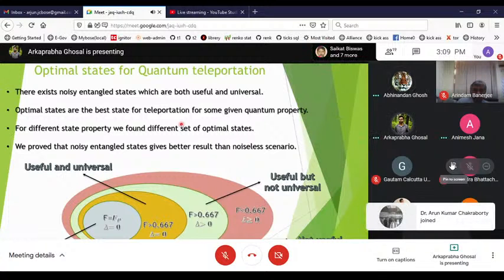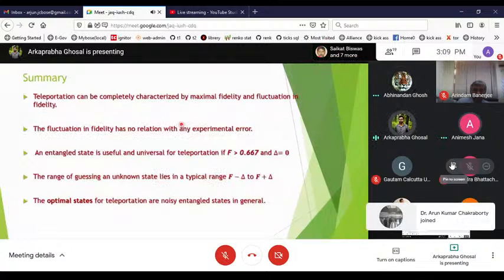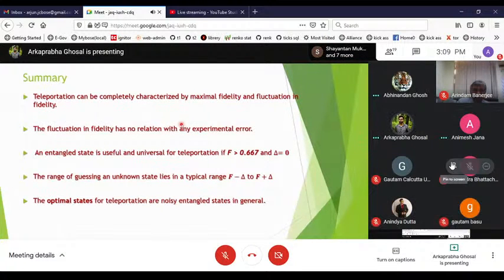And what is the summary? Teleportation can be completely characterized by maximum fidelity and fluctuation in fidelity. And fluctuation in fidelity has no relation with any experimental error. It is a property of the state indeed. An entangled state is useful and universal for teleportation if the maximal fidelity is greater than the classical bound and the deviation is zero. And the optimal states for teleportation are typically noisy entangled states. All these results are published in these three papers. Okay, so in these three papers, we have established a complete theory of how to characterize and how to find the optimal states for quantum teleportation.